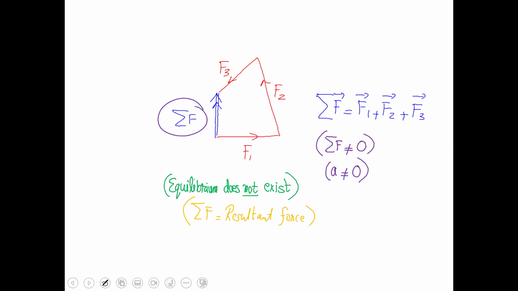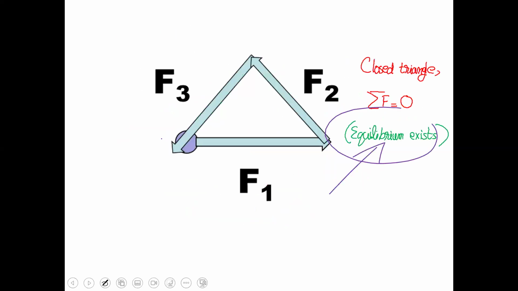What is the difference between equilibrium and not equilibrium? Equilibrium means zero resultant force, and not equilibrium means resultant force exists. Now look at this case. Equilibrium is not there because resultant force exists. Now here, look at here, there is no resultant force. So point number one, the triangle rule is applied for three forces only.